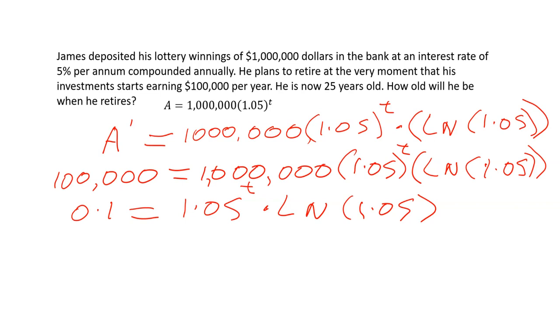All right, 0.1 is equal to 1.05 to the power of t times the ln of 1.05. One more step before we get to the logs. We'll get to logs eventually. Divide both sides. Thank you, Adam. Divide both sides by the ln of 1.05. So 0.1 divided by the ln of 1.05 is equal to 1.05 to the power of t. So far, so good, hopefully.